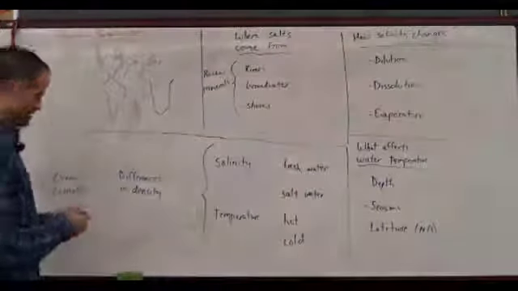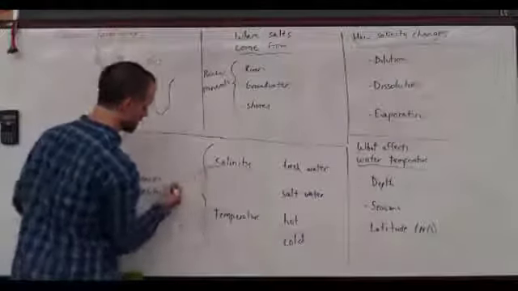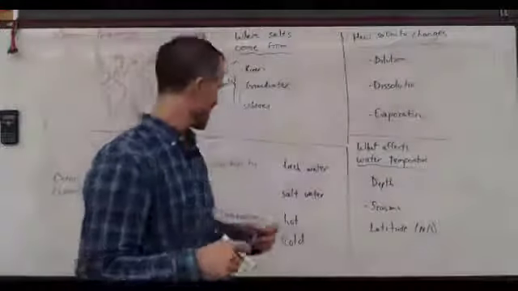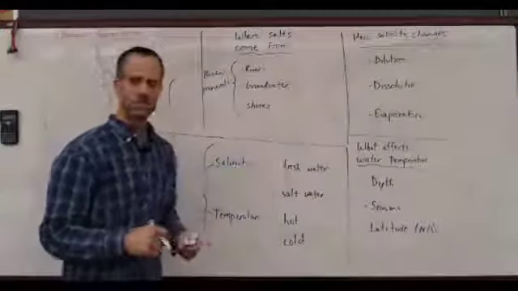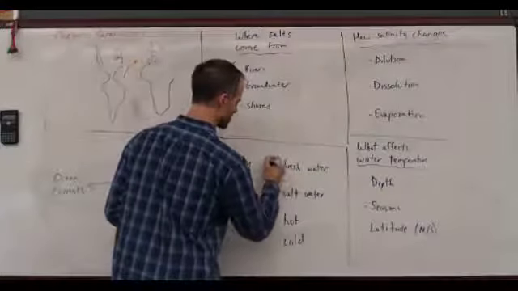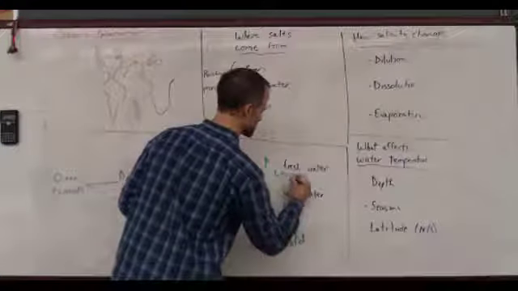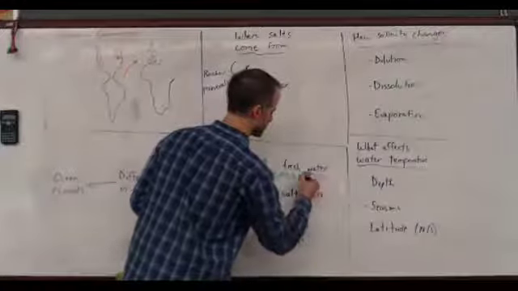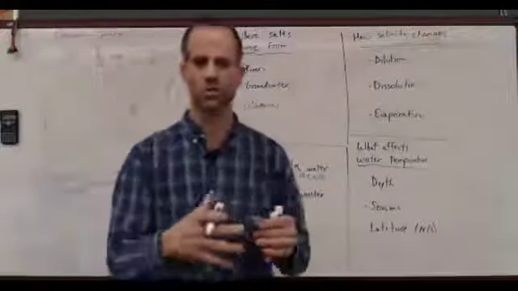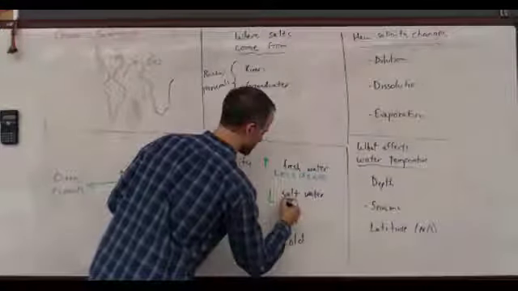What affects the densities? Okay, let's see. Salinity affects the density of water, and temperature affects the density of water. If you have water which has no salt, we call that fresh water, it is less dense. It will float, okay? It will tend to rise, and it is lighter for the same amount of volume. If you have a lot of salt dissolved in the water, it will be more dense and it will tend to sink. More dense.